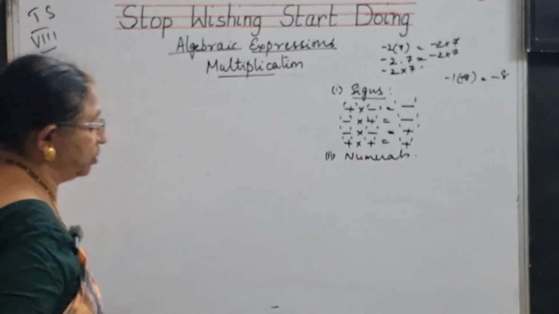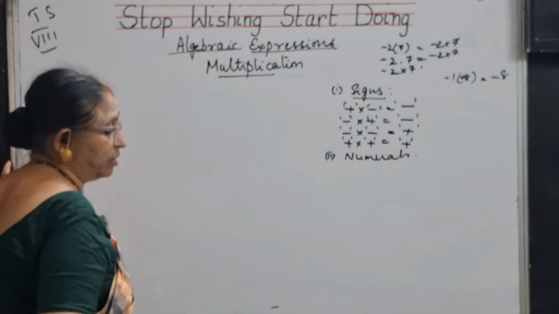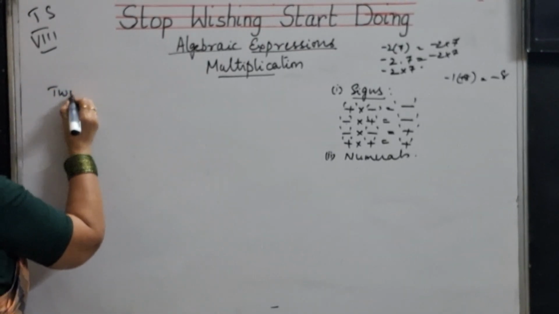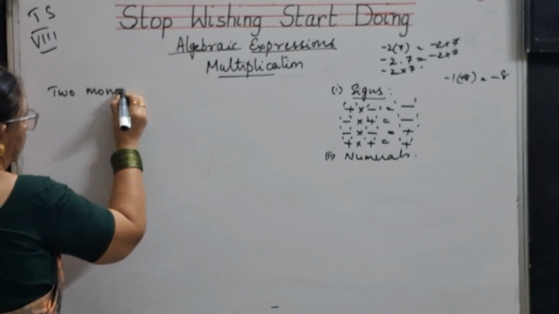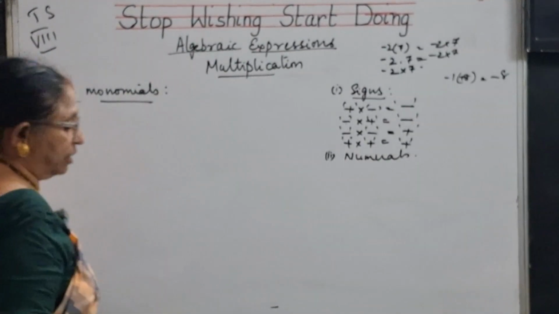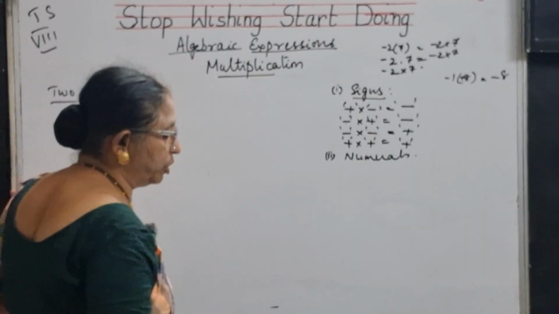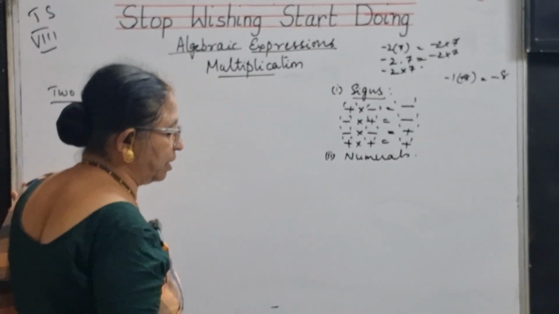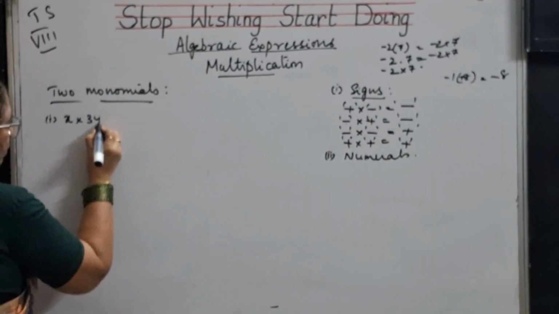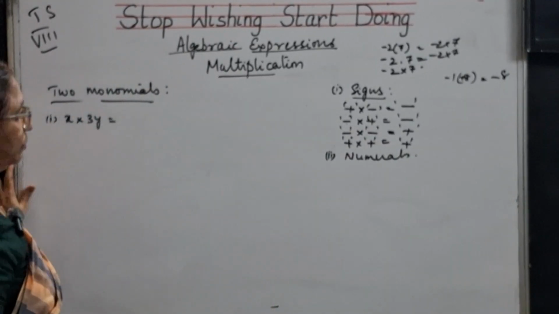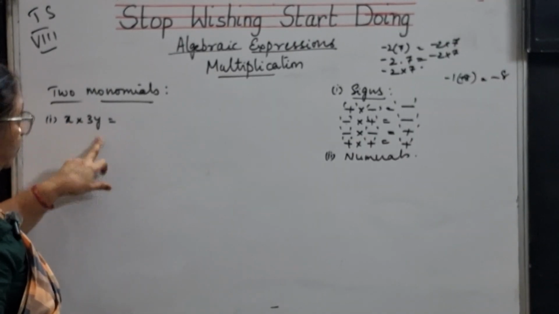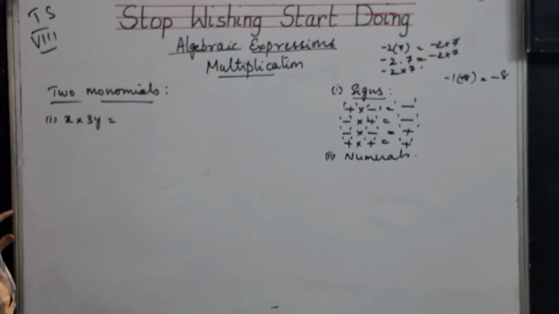In your textbook, you have got different varieties of multiplication. The first one is multiplying two monomials. Two monomials means single terms. Mono means a single. So two monomials, suppose you are multiplying, as an example, you have got x into 3y. So x into 3y, of course here you have got variables also. So variables you can directly multiply.